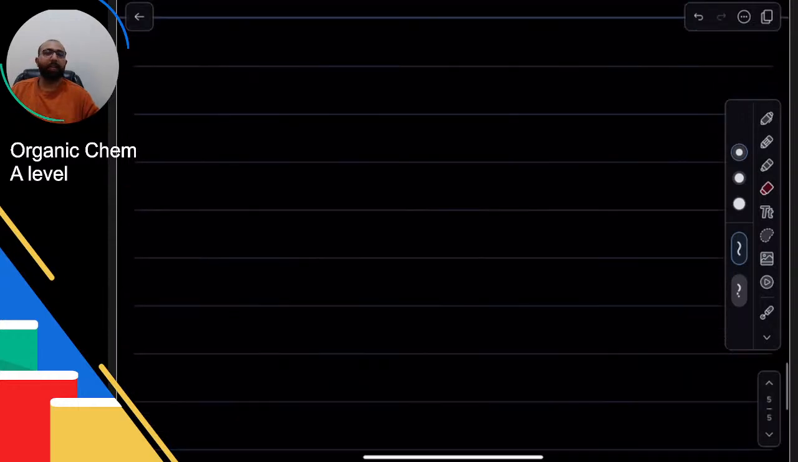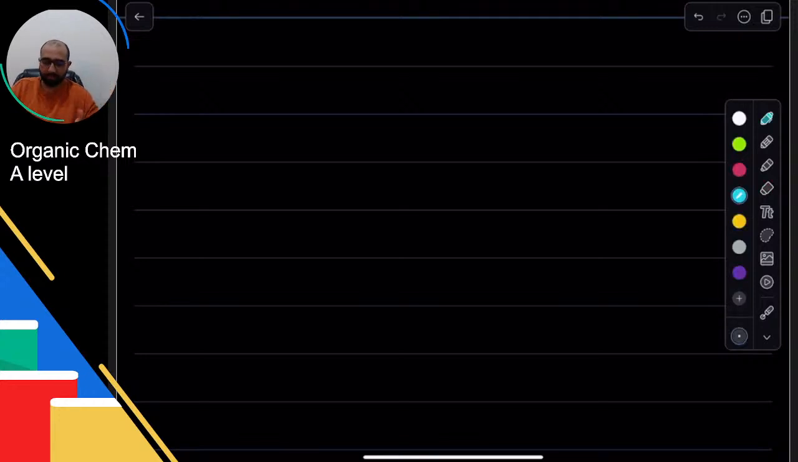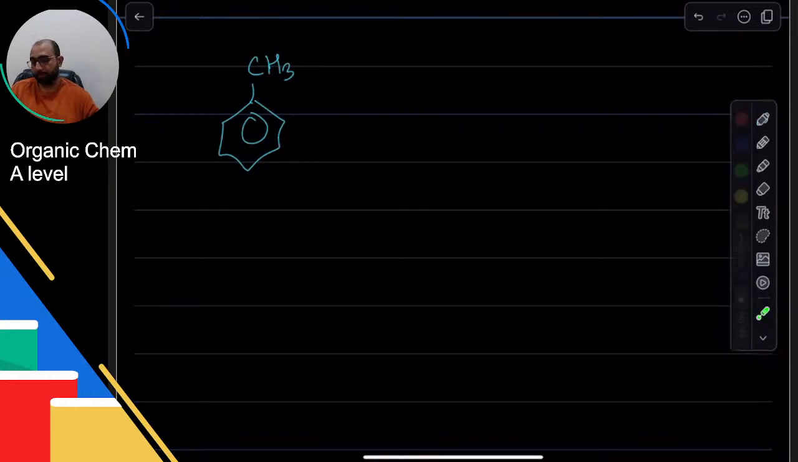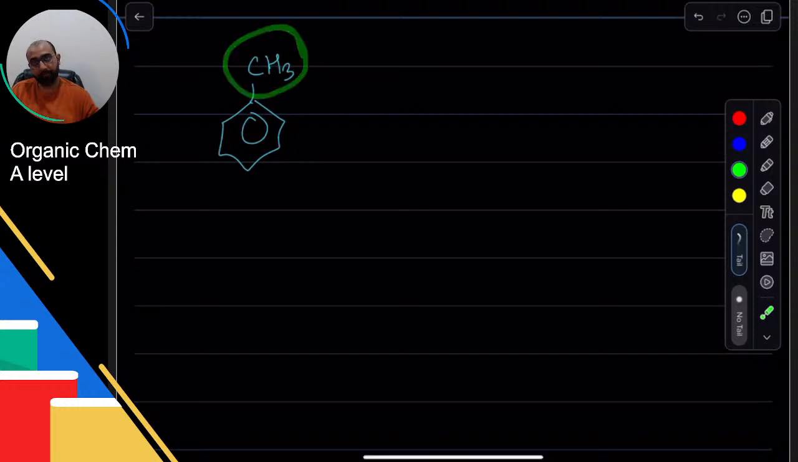So that is benzene itself. What if I have benzene already attached to something? Let's take the same methyl benzene. Can I do something with this? Yeah. Can I add chlorine here? Yeah. Where will that chlorine go? Depends what you have here.